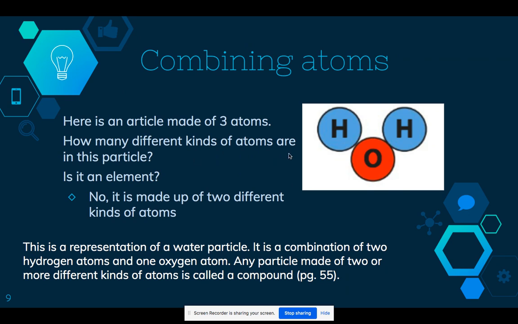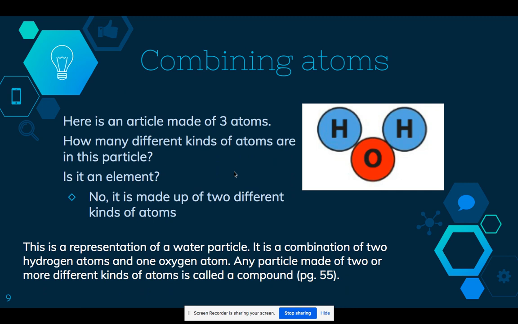So it can't be an element because it's made up of 2 different things. Remember, an element is a pure substance that can't be broken down any further. So we have 3 atoms, but how many elements do we have? If we're looking at it, we only have 2 elements. We have hydrogen and oxygen. So there are 3 atoms, 1, 2, 3, but there's only 2 elements.